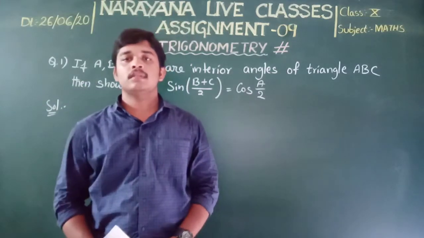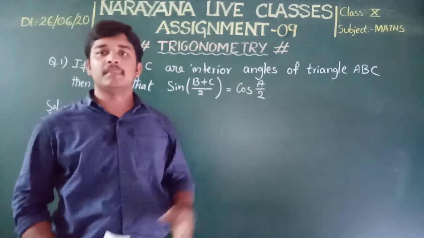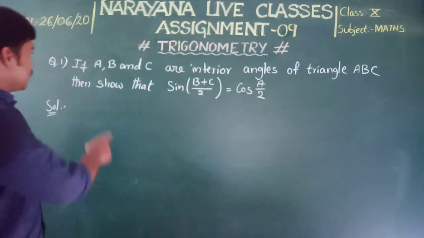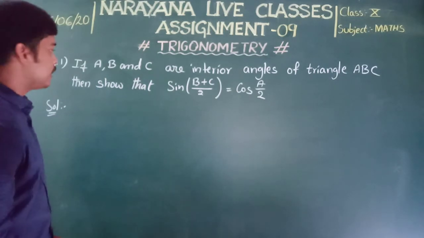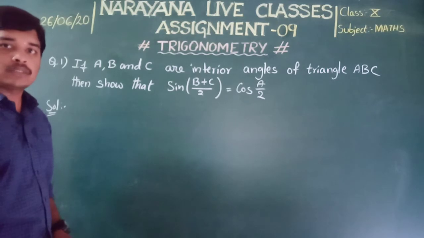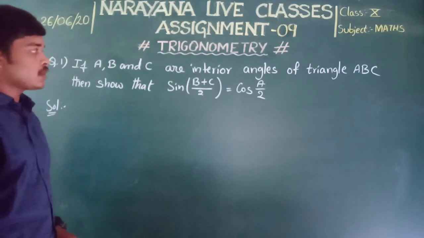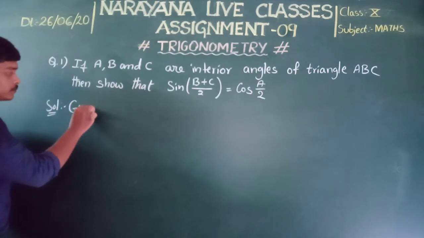Good morning students. Today we are discussing trigonometry in assignment number 9. If A, B, C are interior angles of a triangle ABC, then show that sin (B plus C) by 2 is equal to cos A by 2. See children, what is given?